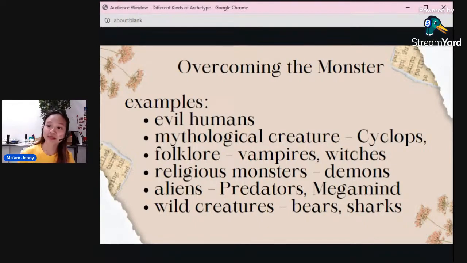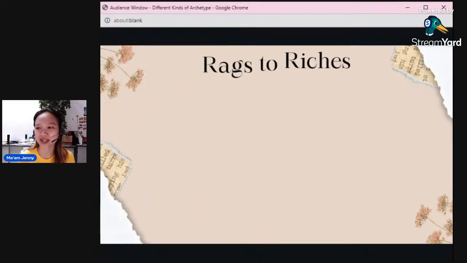So folklore, we have vampires, witches, werewolves, diba? Religious monsters, you have demons. I think in, you know, exorcism stories, we have that. So aliens, we have predators, Megamind. For wild creatures, we have bears or sharks. So not necessarily monster, okay? Like, merong extreme na kalaban doon. So of course, Avengers, they had to fight Thanos, right? So there. That's overcoming the monster, tawag natin dyan, okay?